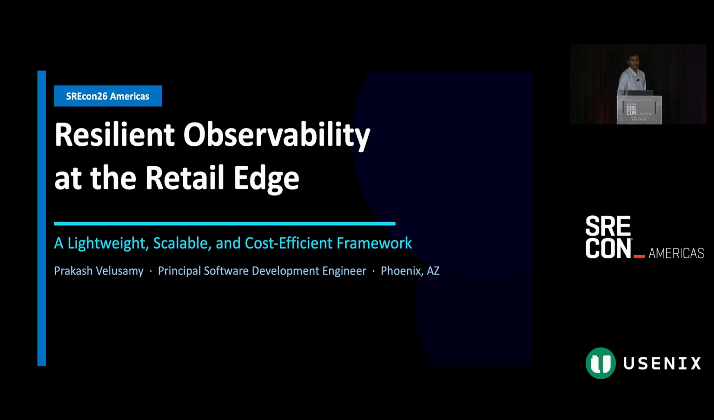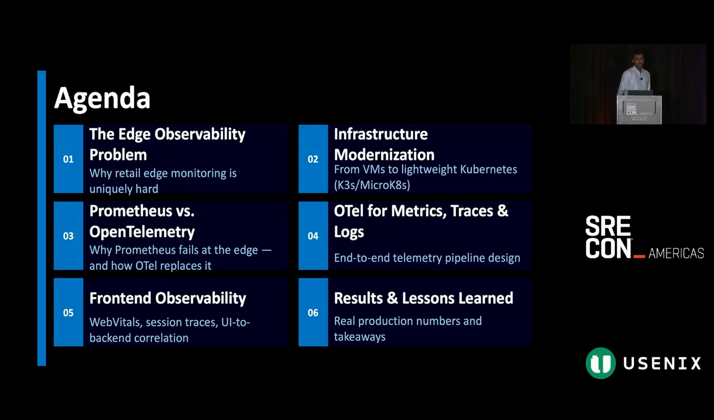It's about resilient observability at the retail edge: a lightweight, scalable, and cost-efficient framework. The session is going to flow like this. The edge observability problem: why is retail edge monitoring uniquely hard? When compared to on-prem or a public cloud provider, there is no such problem, right? On the retail edge, we have to work with the limited resources we have, so it's uniquely different.